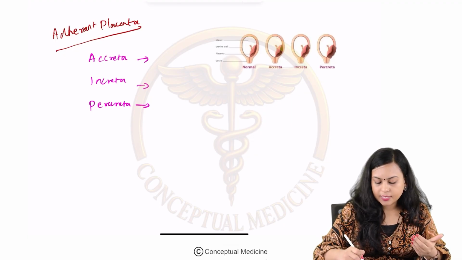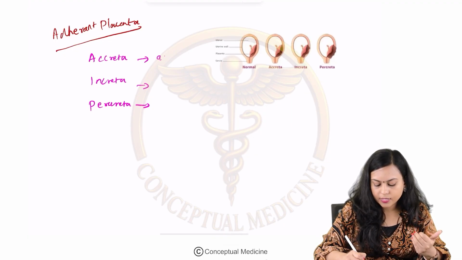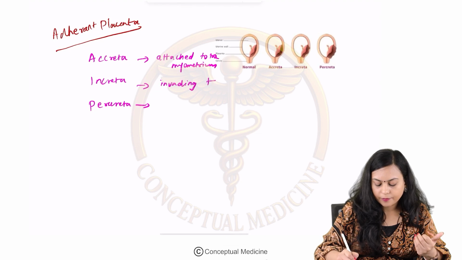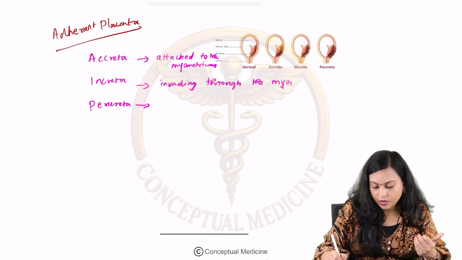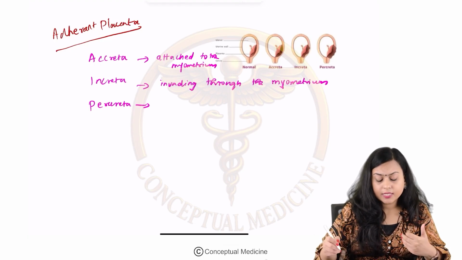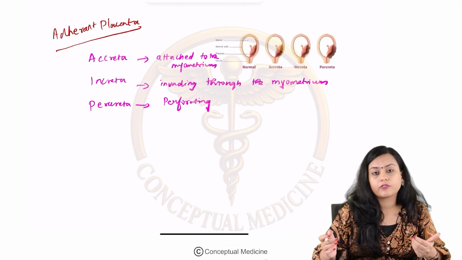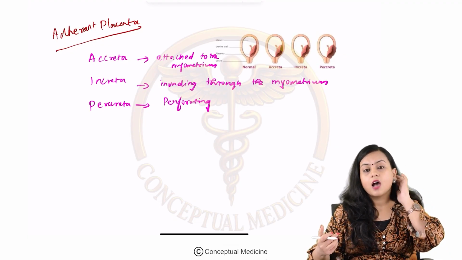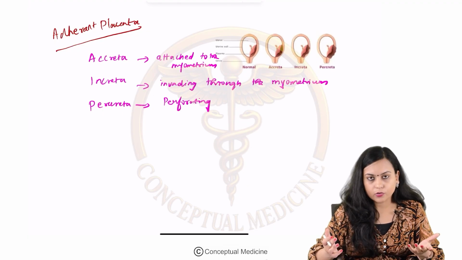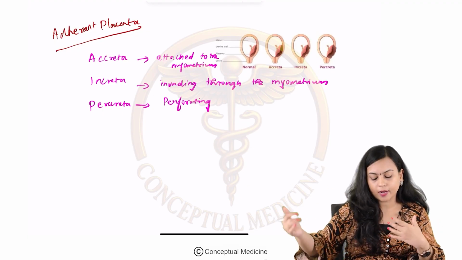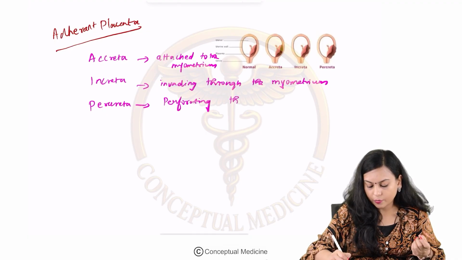In any case, if the placenta is getting itself attached to the myometrium, it is placenta accreta. Suppose it is invading through the myometrium, then it is placenta increta. And suppose the placenta is perforating through the myometrium and coming completely outside the uterus, and in some cases it may even invade the outside structures also, then it is percreta. So that means perforating the uterine wall and coming out.